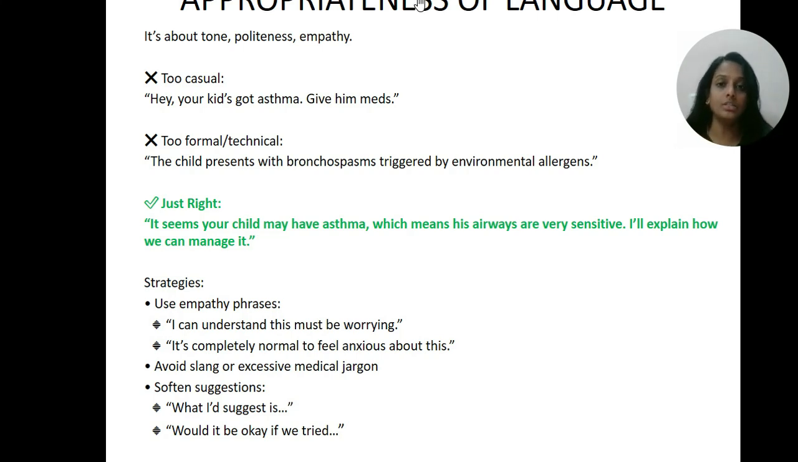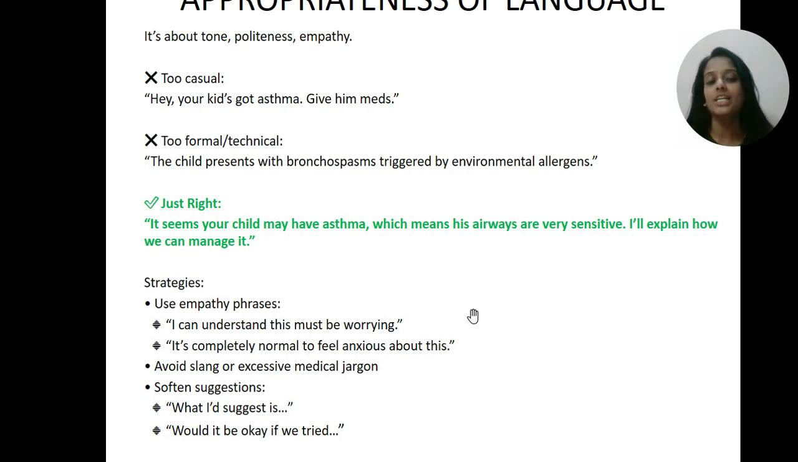So, if you are speaking too casual, "Hey, your kid's got asthma, give him meds." No, that's not the right way. And if it is too formal or if you're using too technical words, that is also incorrect. Say, for example, "The child presents with bronchospasms triggered by environmental allergens." The patient might not have any clue about what you're talking about if you're speaking too formal or too technical.